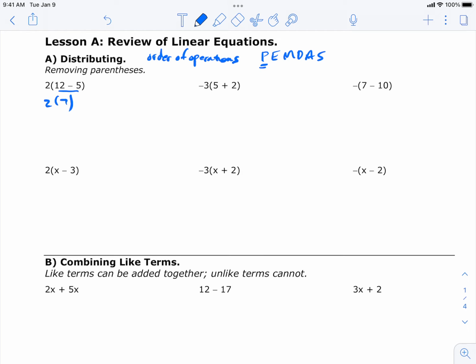So what we've really got is a 2 times a 7, right? Remember, a number up against a parentheses implies that you're multiplying. So 2 times 7, you get 14. Woohoo! That's doing it the old way. That's not called distributing, by the way. That was just evaluating the darn thing, saying, what's this equal?